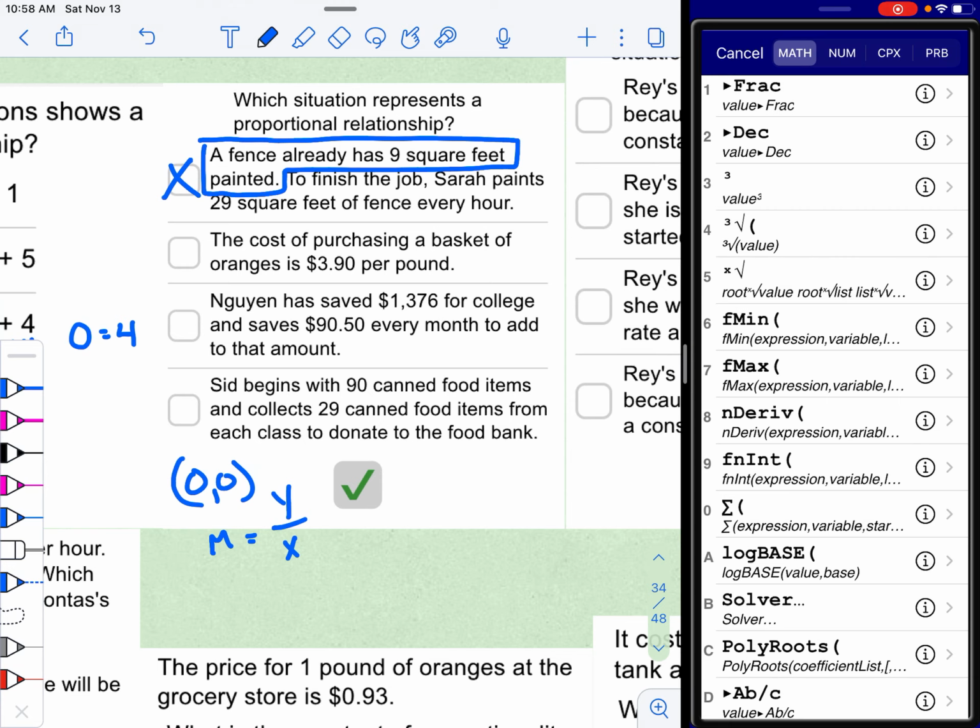Next one down, the cost of purchasing a basket of oranges is $3.90 per pound. There's no other information. That feels like a nice simple equation. It's $3.90 per pound. That one looks like the one I'm going to choose. I'll read the other ones just in case. Nguyen has saved that much for college and saves $50 every month to add to that amount. It sounds like you have a starting amount, so no. Sid begins with 90. No, he's starting with something other than 0. So we were correct in choosing the second one.